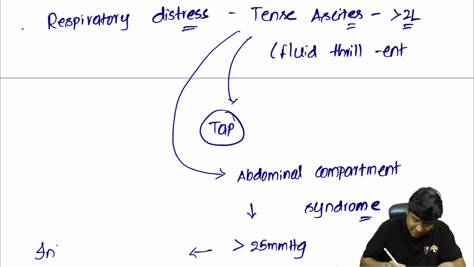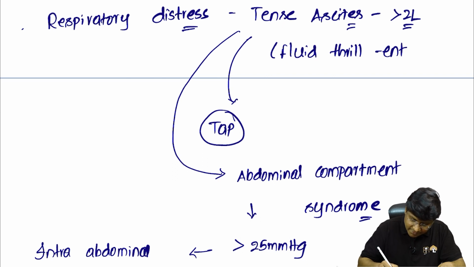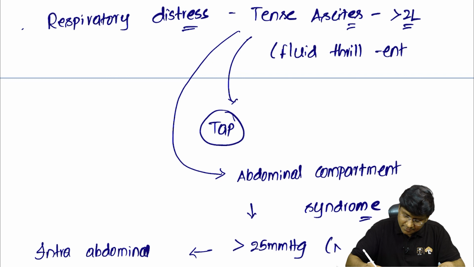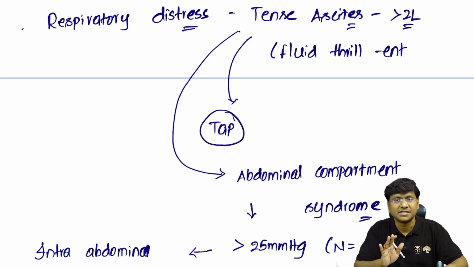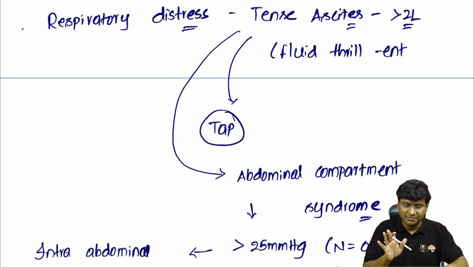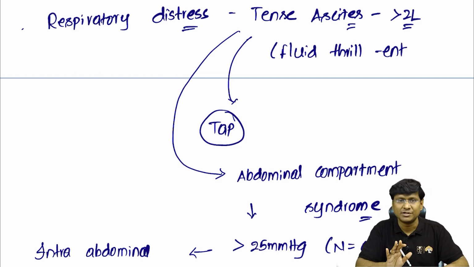This we call intra-abdominal hypertension, right? Now what is the normal intra-abdominal pressure? The normal intra-abdominal pressure is around 0 to 5 millimeters of mercury, right? So that is about the various ways by which you can demonstrate ascites.